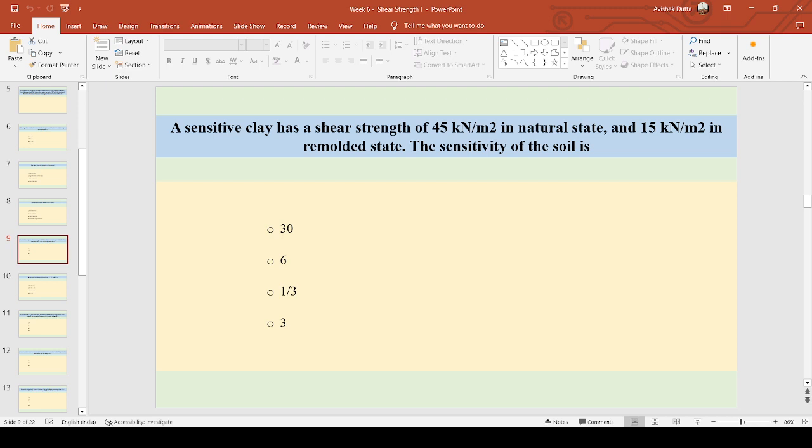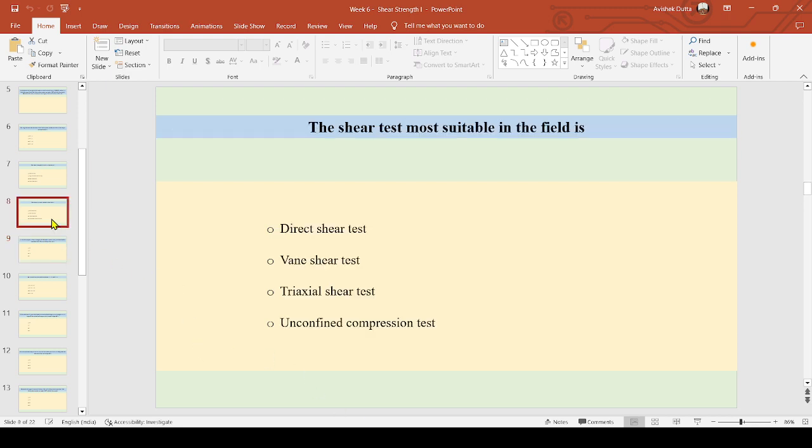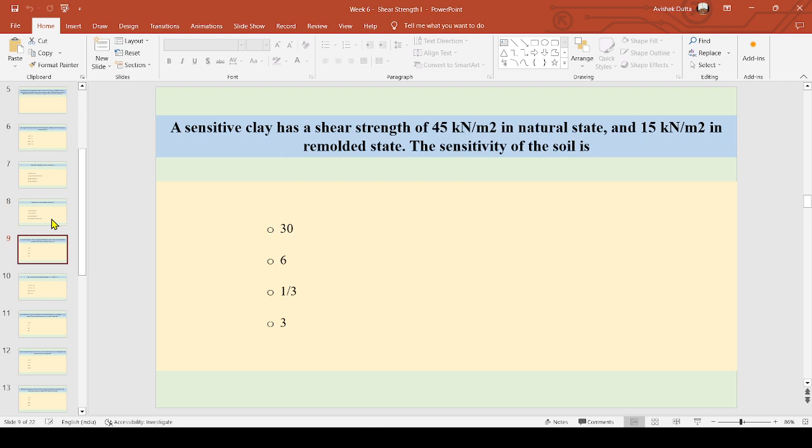I repeat the question. A sensitive clay has a shear strength of 45 kilonewton per meter square in natural state and 15 kilonewton per meter square in remolded state. The sensitivity of the soil is. The options are 30, 6, 1 by 3 or 3. I'll go to the next question.